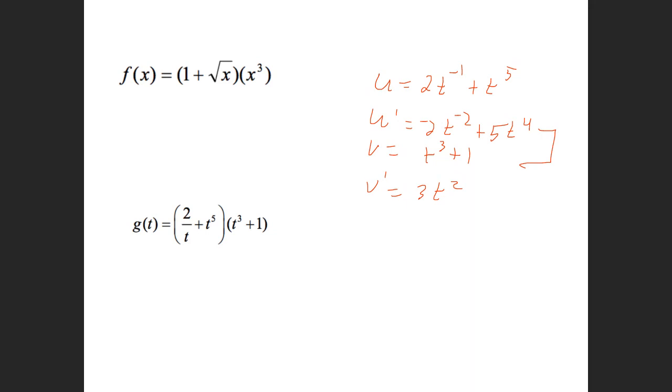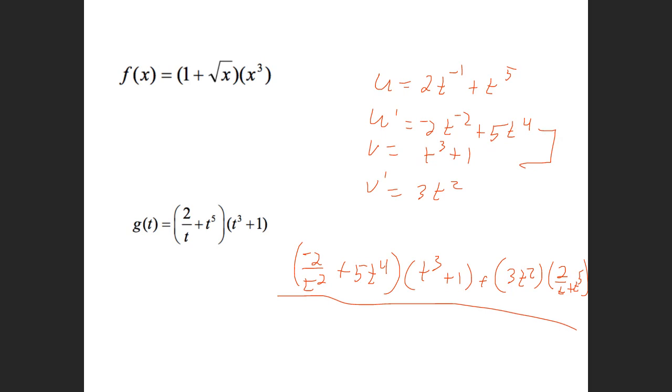And then I'm just going to rewrite this as -2. I'm going to put the t squared on the bottom because I don't like negative exponents. And then times t to the 3rd plus 1. I'm not going to multiply this out. There's no way. Plus 3t squared times 2 over t plus t to the 5th. And you do not have to write this out. Now, I'll take that back. Sometimes you'll have a multiple choice test and they'll have it simplified from here, but I rarely have seen that. So you really don't have to do that.